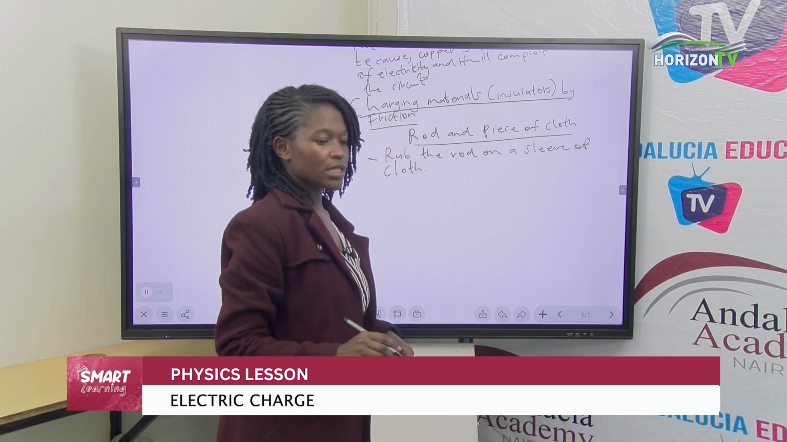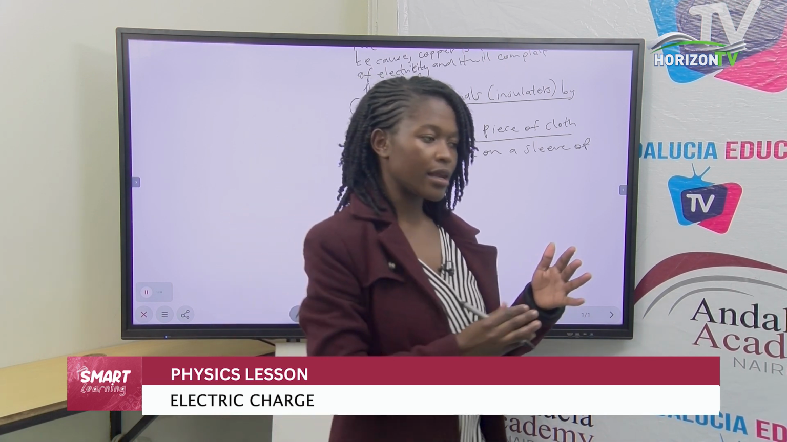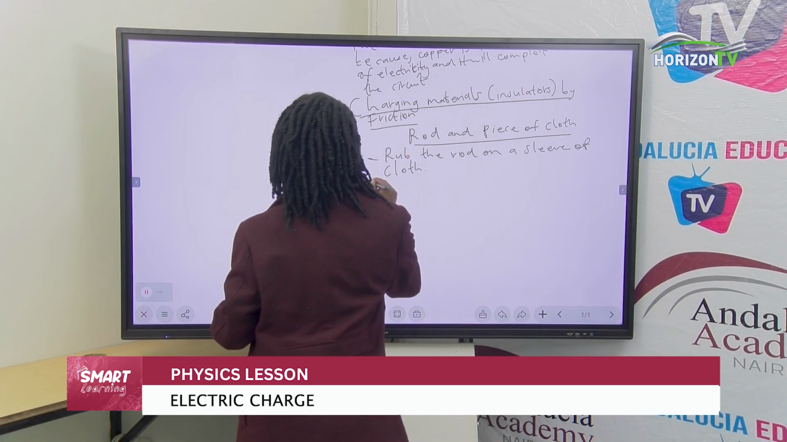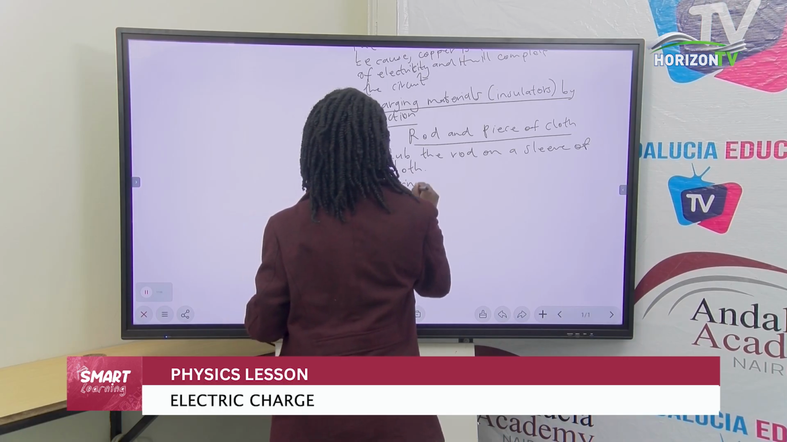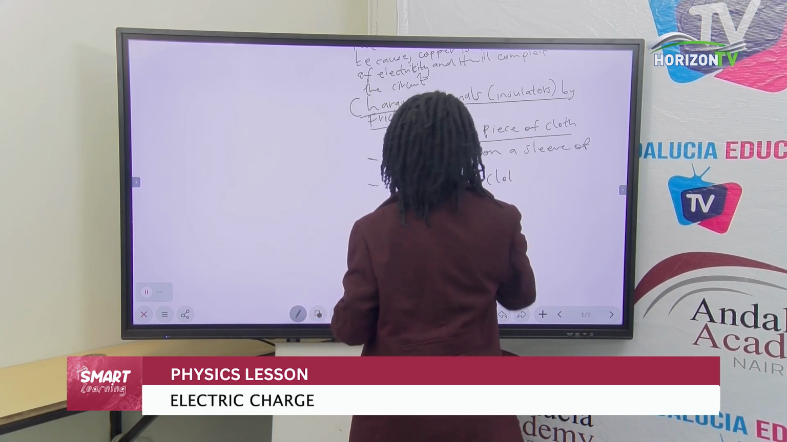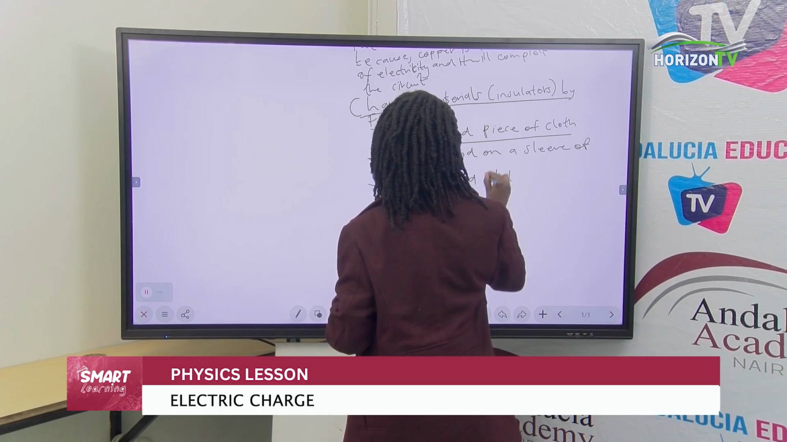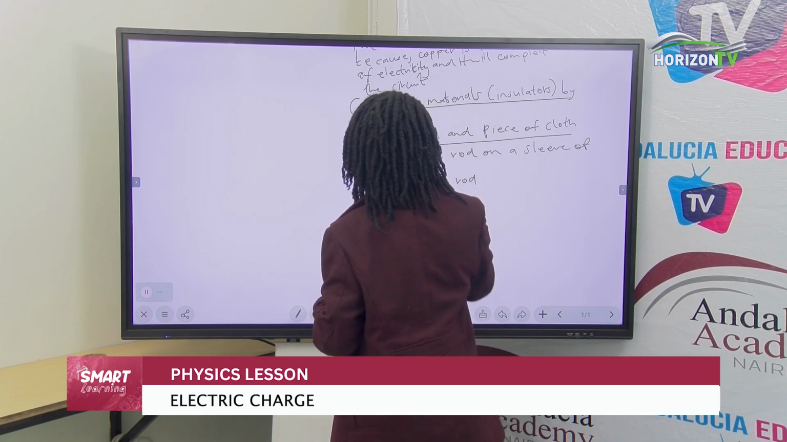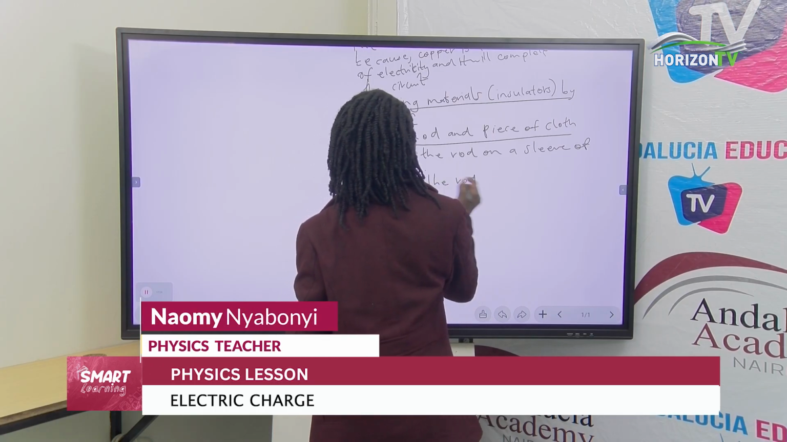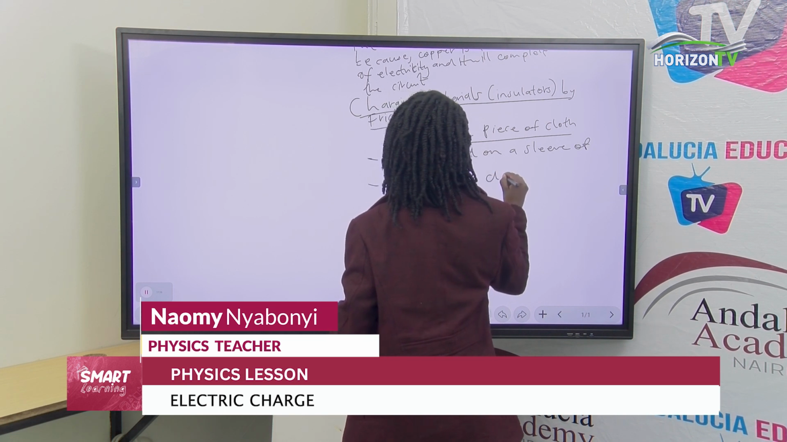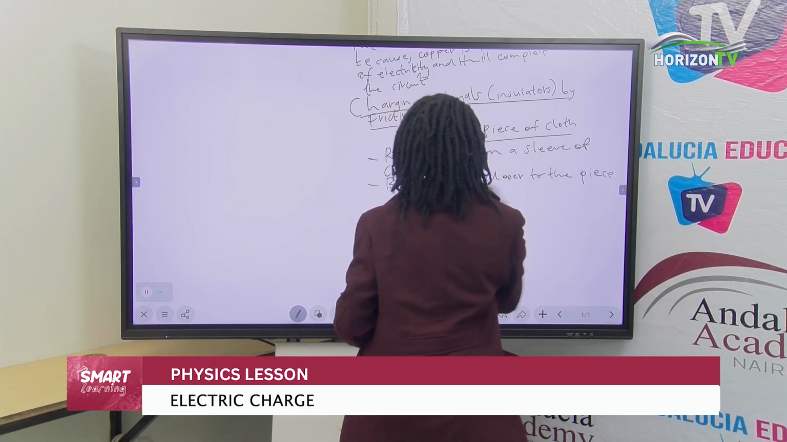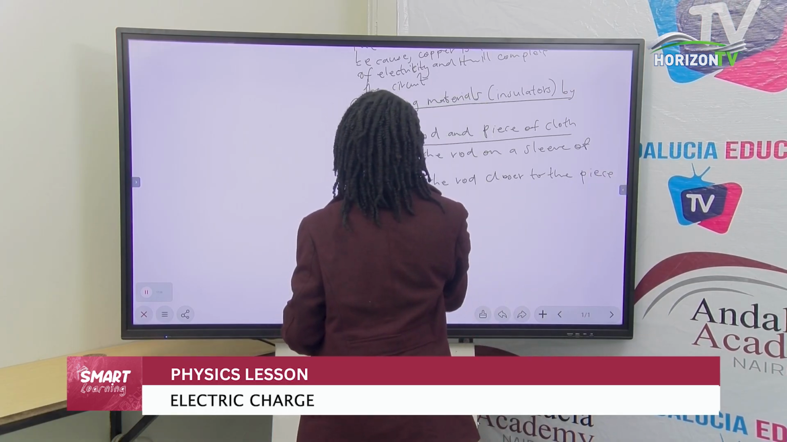After rubbing that rod on a sleeve of a cloth, you're going to bring that rod near, put it closer to the cloth. Then you see what happens. Bring the rod closer to the piece of cloth. So this is the procedure.